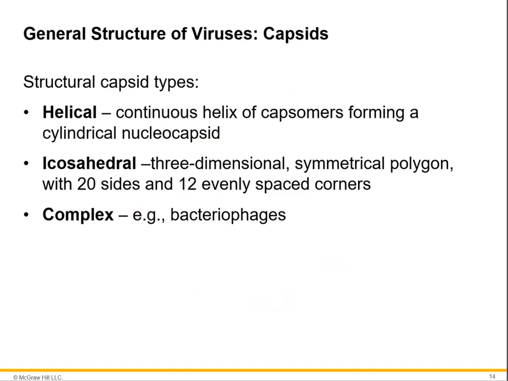So what kind of shapes can viruses take on? Well, we're going to talk about three basic shapes. Helical, which is going to be a helix of capsomeres that forms kind of a cylindrical nucleocapsid. Icosahedral, this is going to be a shape with 20 sides and 12 corners. And then complex. Complex viruses have very unique shapes, such as bacteriophages, and I'll show you that here in just a sec.